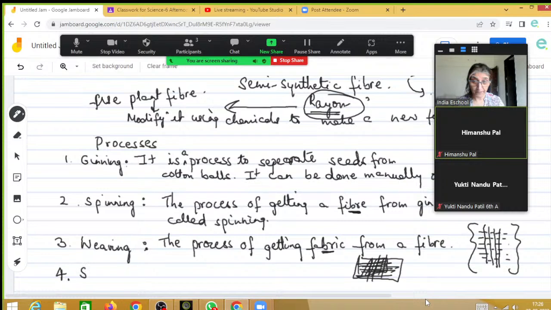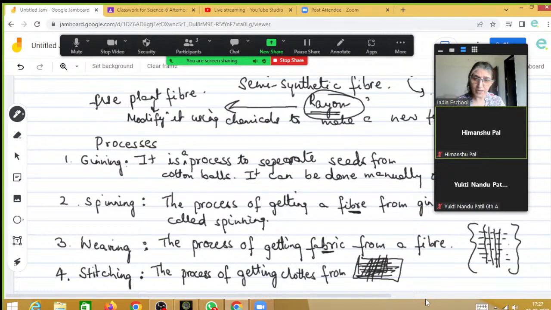What am I writing here? Read it, both of you. Stitching. Yes. So the process of converting, getting clothes from fabric. Clothes, we get shirts and pants, we buy cloth from fabric. From fabric, it is called stitching. Okay?